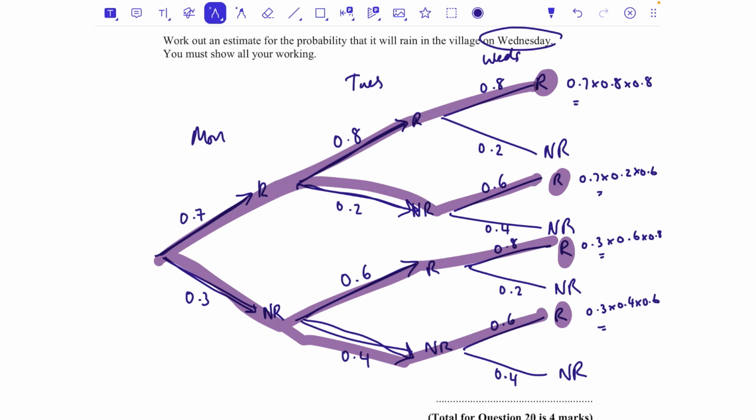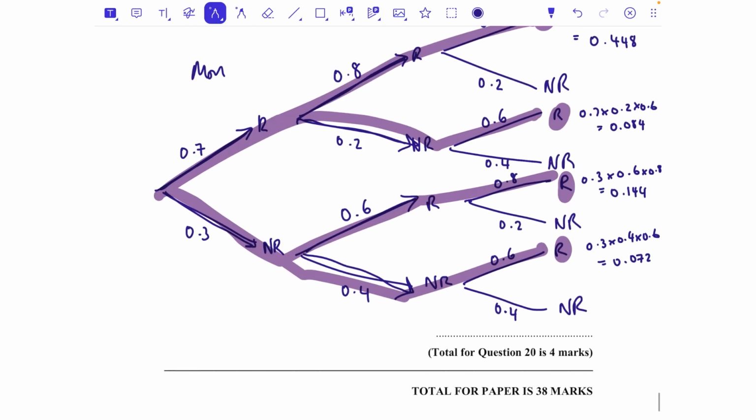So 0.7 times 0.8 times 0.8, that top one is 0.448. And then I've got 0.7 times 0.2 times 0.6, that is 0.084. Then I've got 0.3 times 0.6 times 0.8, and that is 0.144. And last but not least, 0.3 times 0.4 times 0.6, and that is 0.072.